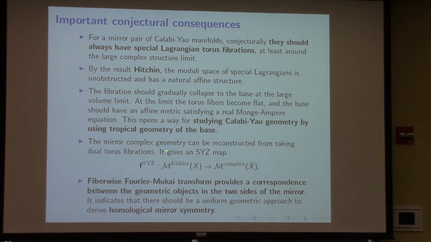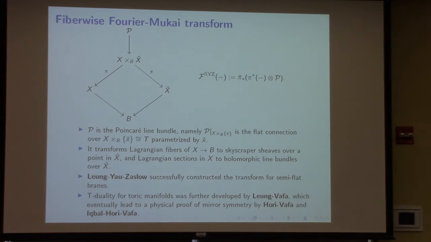So it gives a map from the Taylor geometry to the compass geometry because of this setting. It provides a correspondence between the geometric objects on the two sides of the mirror. So we hope that this may give a hint of how to understand the mysterious homological mirror symmetry geometrically. We hope to achieve it by looking at this diagram more carefully.